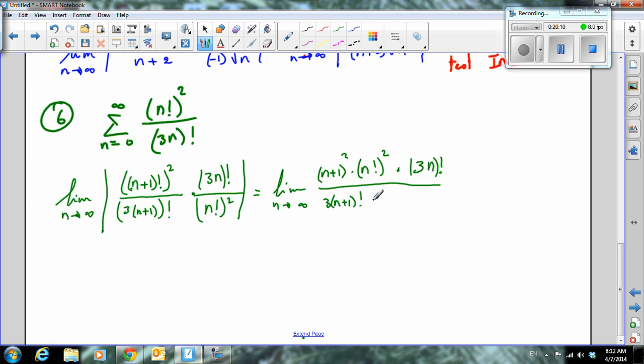factorial, that are multiplied by, not factorial, but times n, 3n. I'm making a small mistake here. Times 3n factorial times n factorial squared. From here, I will go ahead and simplify. So if I simplify this and this, this and this, and I have this bottom with this power, I will end up with n plus 1 over 3. That's what it seems to be.